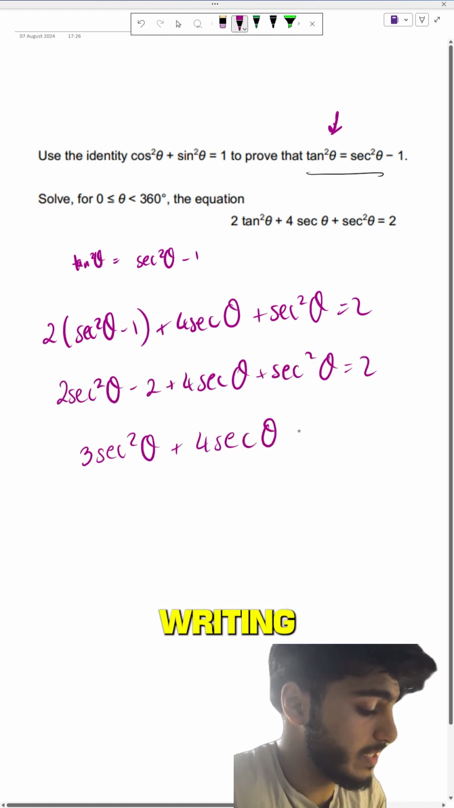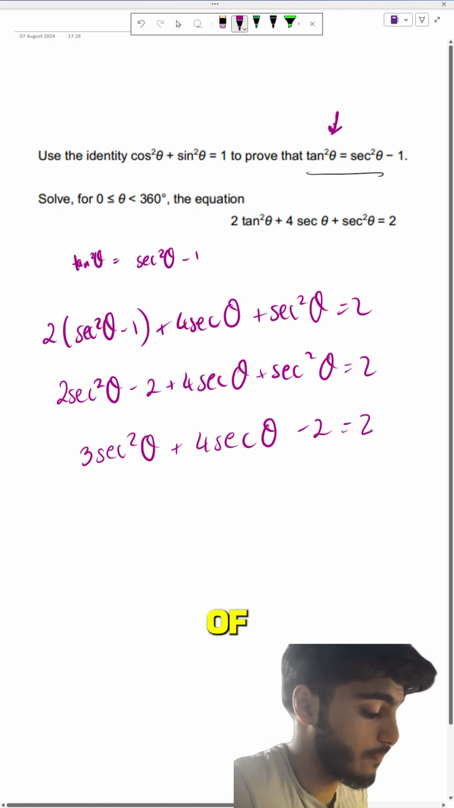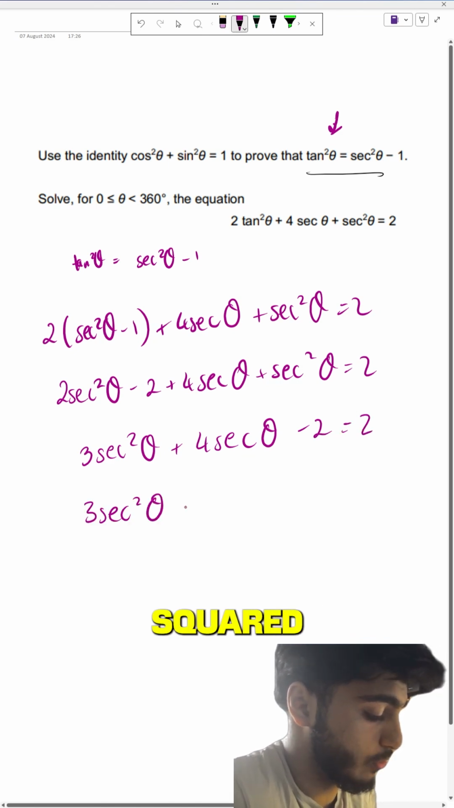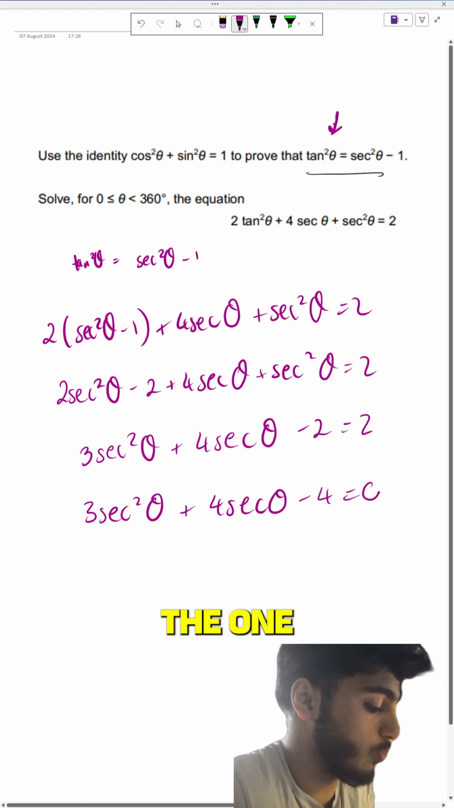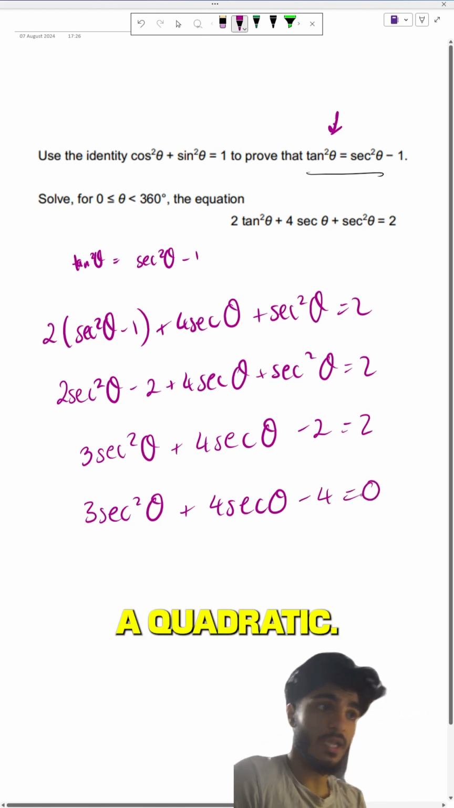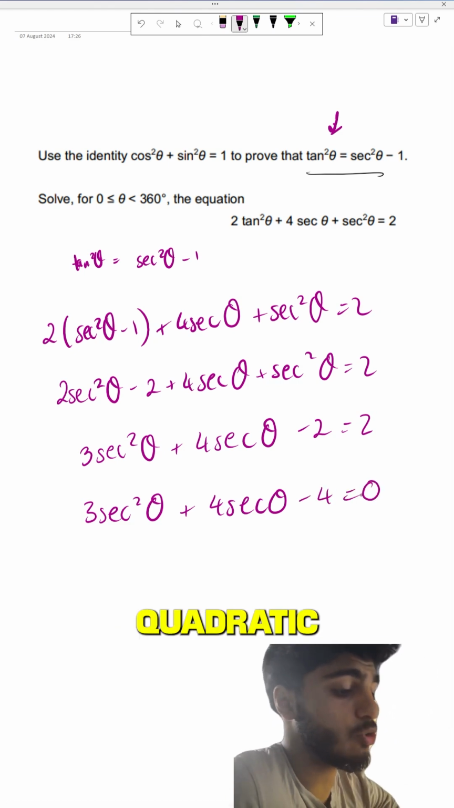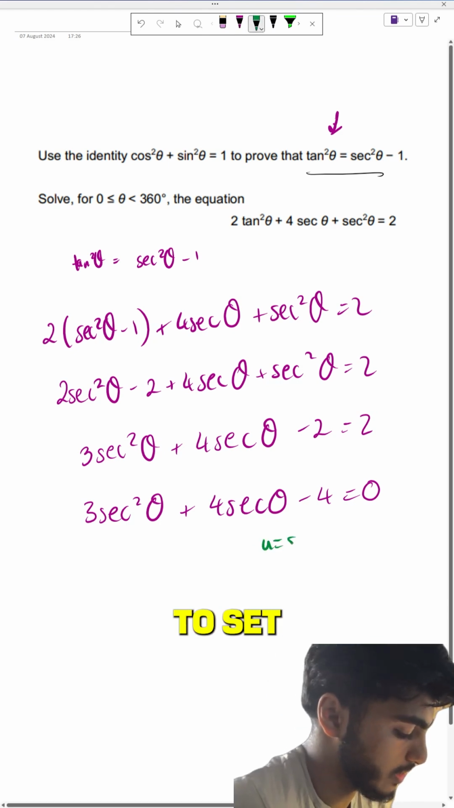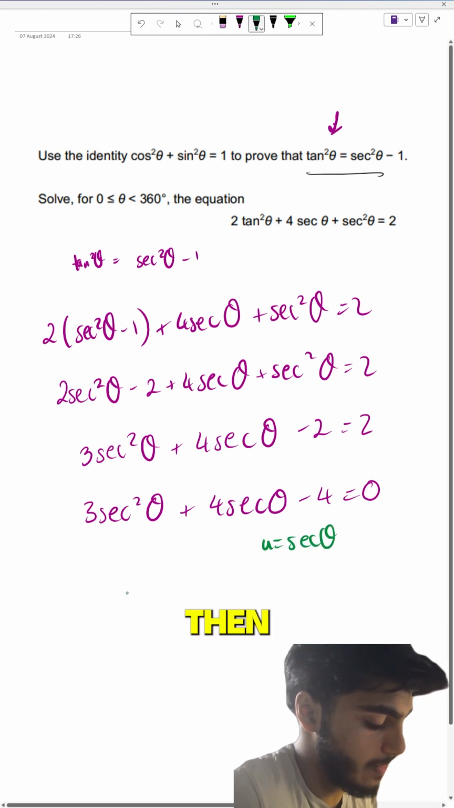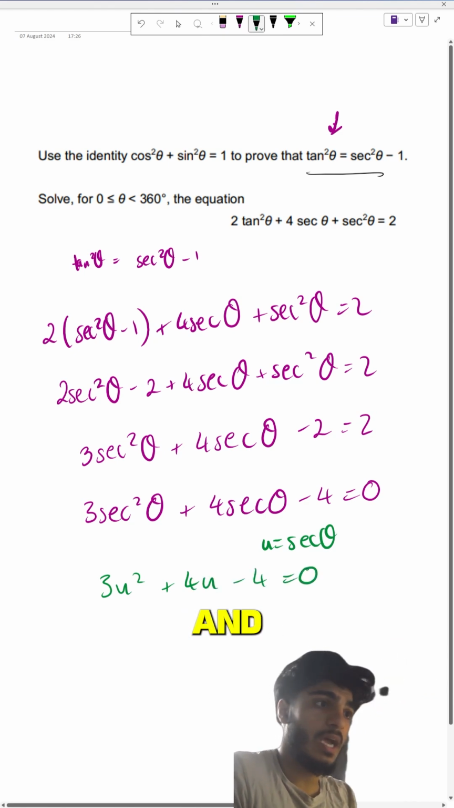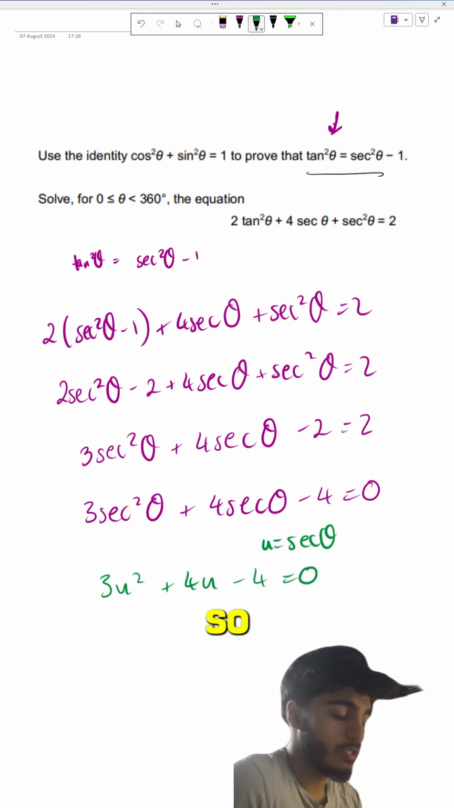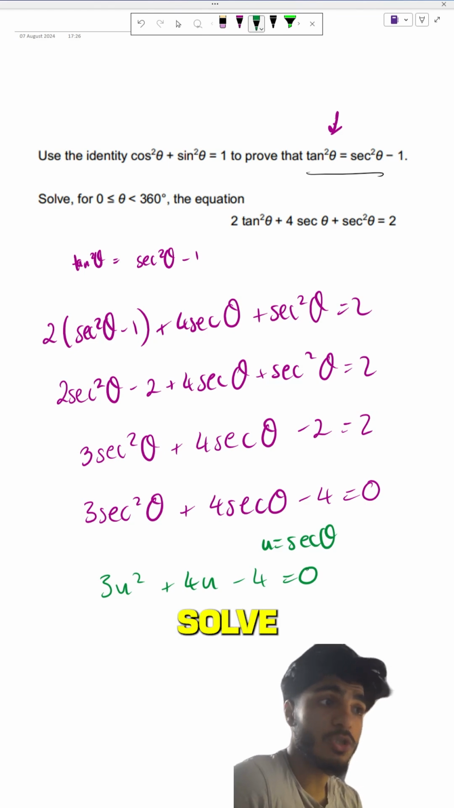As I'm writing this, you can see that it looks like a quadratic, because I have a sec squared here and a sec here, and if I move everything to one side, I end up with a quadratic. If you're unable to see this quadratic, I can just let u equal sec theta. Then I can rewrite this as 3u squared plus 4u minus 4 is equal to 0. Okay, and that's a lot more visible. So we've got this quadratic, and now we need to solve it.